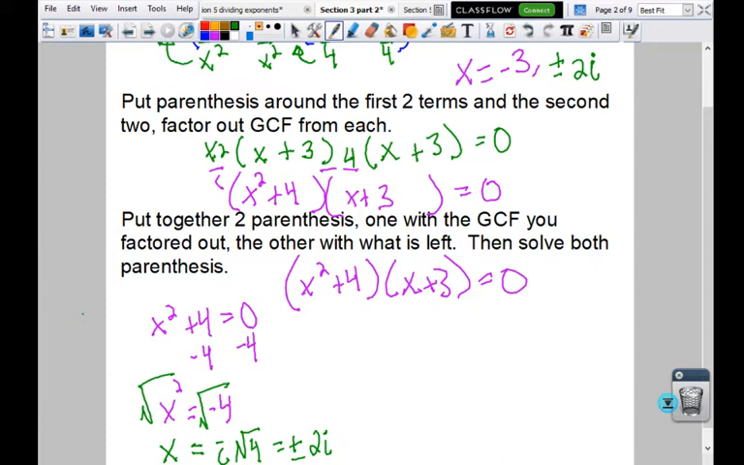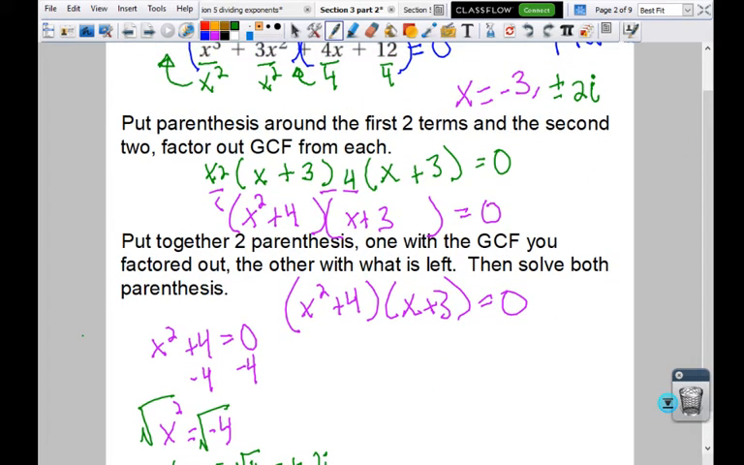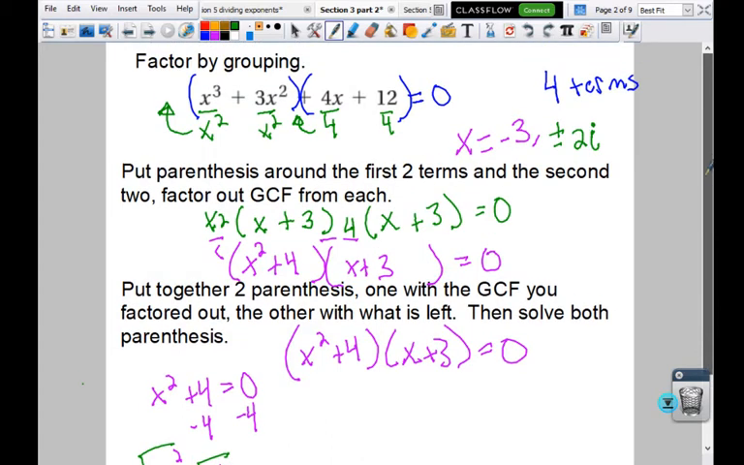So factor by grouping, you make your parentheses, you factor out your stuff, you get your two parenthesis answers, and then you set them equal to 0. So, same steps as these next ones. We're going to practice one more, then you guys can do it.